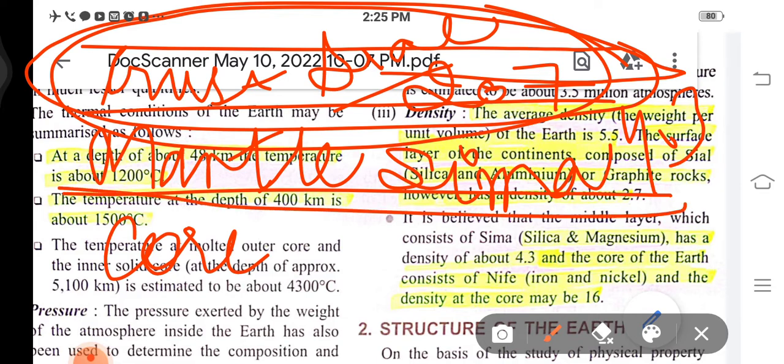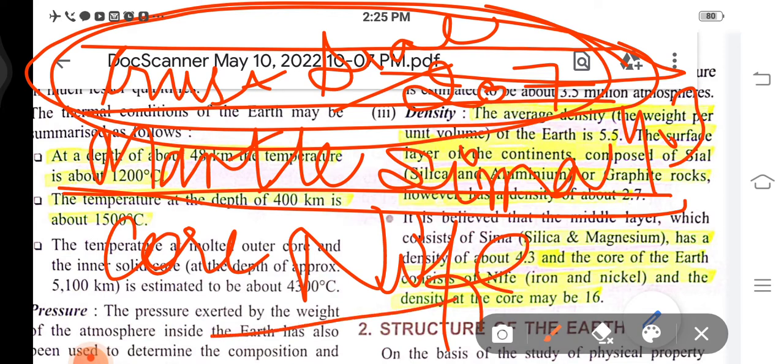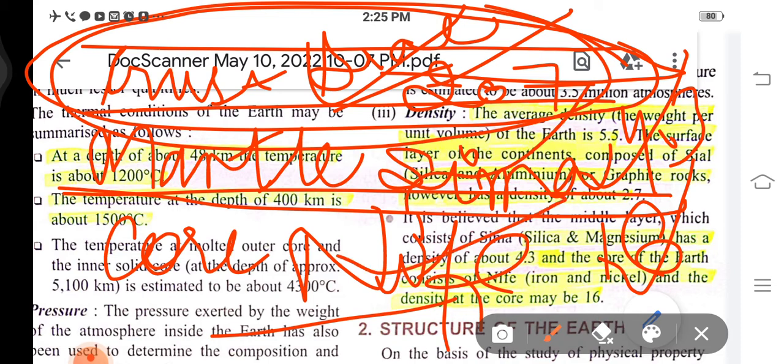Then comes the core. The core is composed of nife. I like the word nife a lot. Nife is nickel and ferrum. Do you know what ferrum is? Ferrum is the scientific name of iron. So it is composed of nickel and iron. And what is its density? That is 16. So 2.7, 4.3, 16. Sial, sima, nife. Crust, mantle, core. So learn all this. It's quite important. Learn it.